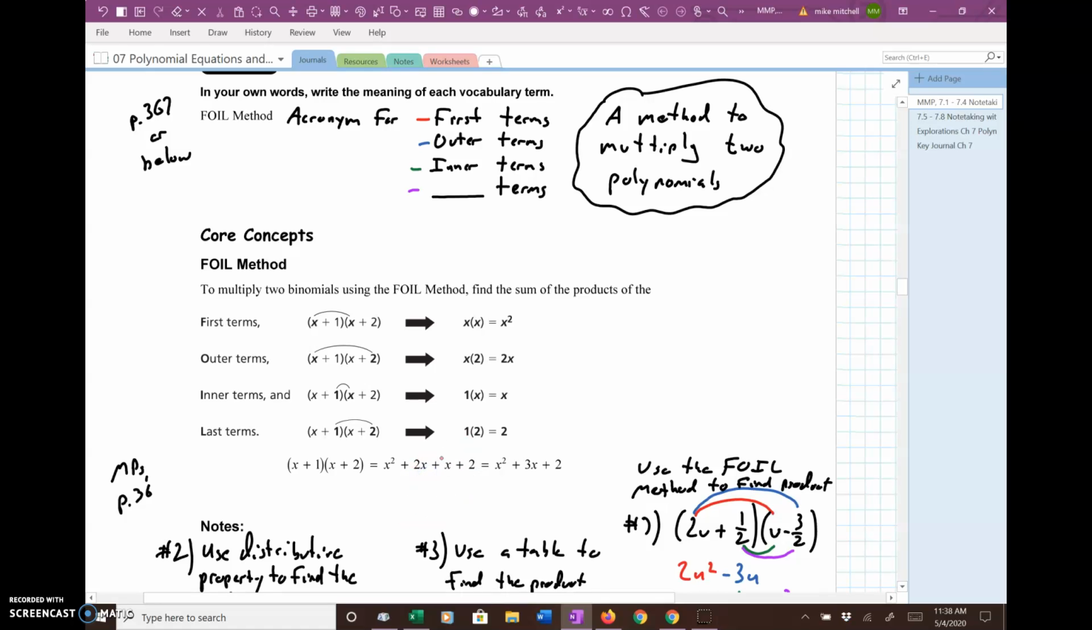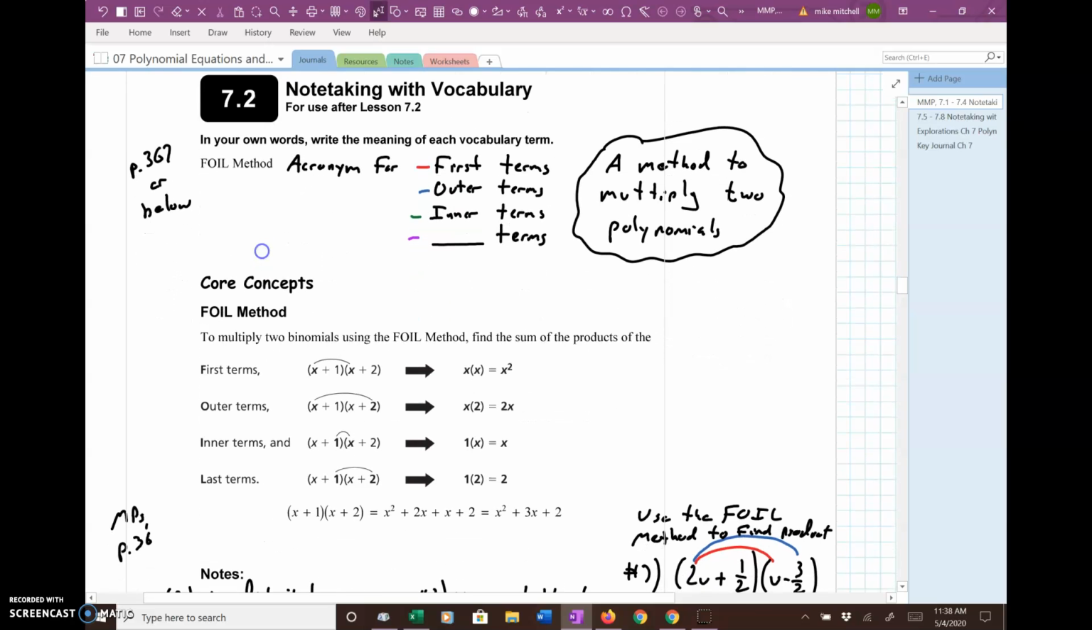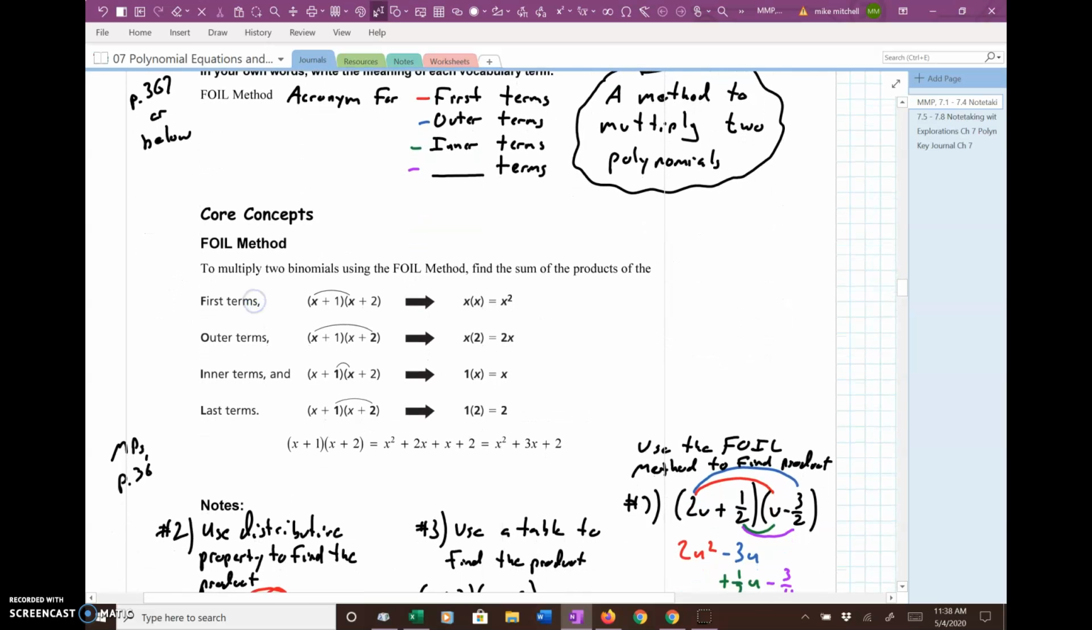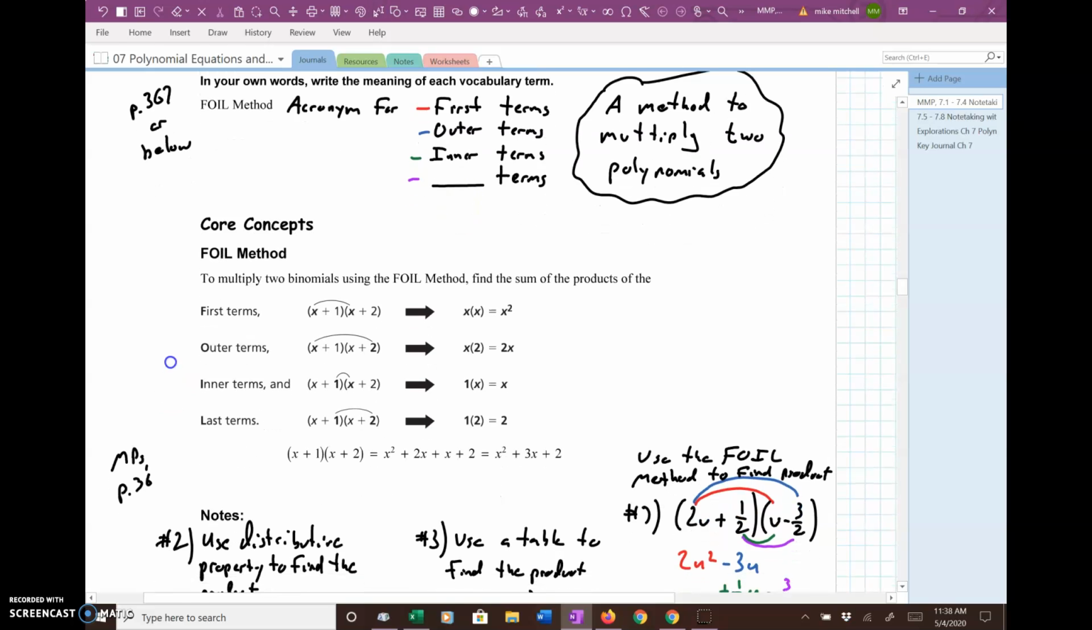Okay, everybody, welcome to 10 minutes on 7.2, multiplying polynomials. We got our vocab, note-taking, and extra practice. Make sure you fill in this right here. Look into page 367. Look below, fill in the little extra term. Not a lot to do there for you.